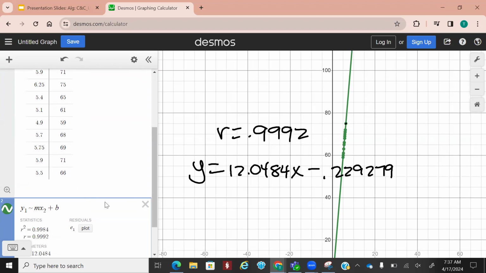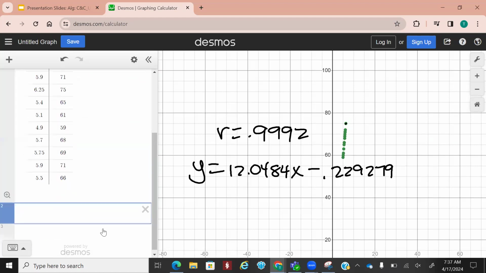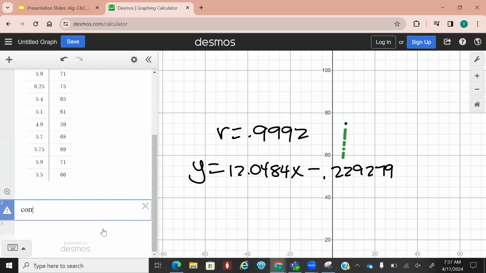Okay, another way you can do this, and I just found out about this one, is you can type ORR, and then say X, whatever the number is, comma, Y, whatever the number is. And that also gives me my R value.